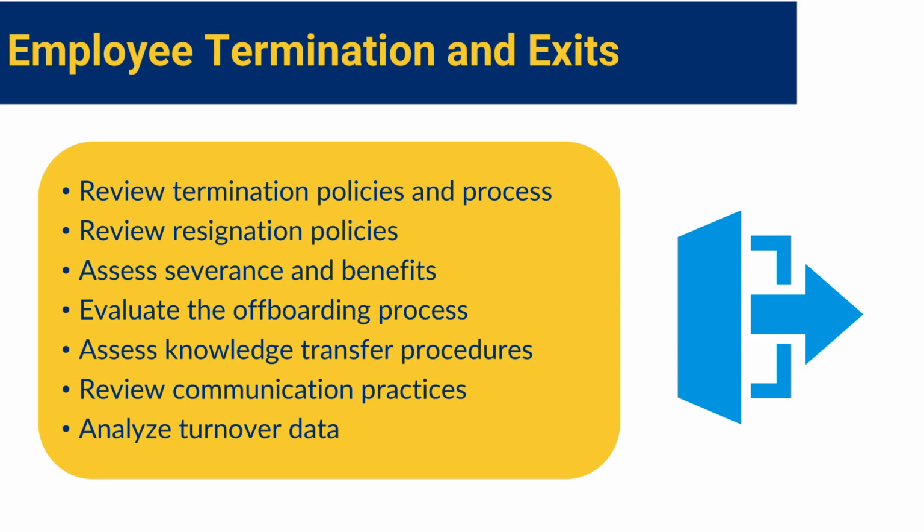Your childcare business should have policies for both planned and unplanned employee exits, as well as what should happen in the event of an employee termination. As you look at your policies and procedures around termination and exits, look for the following. Review termination policies and process. Make sure that company policies outline valid reasons for termination and the steps involved in the process are clear and include documentation, communication, and respect for the employee. Provide training for managers on how to handle terminations professionally and compassionately.